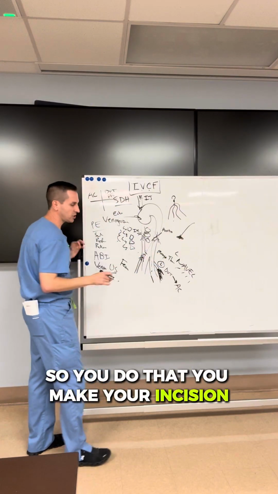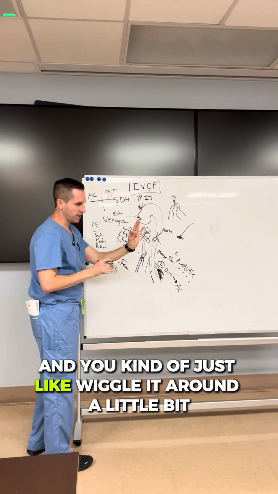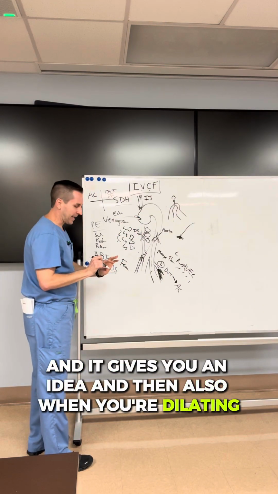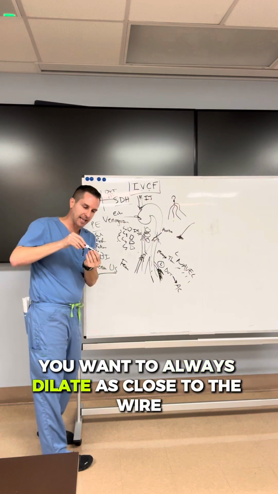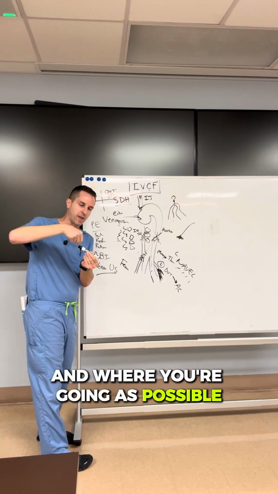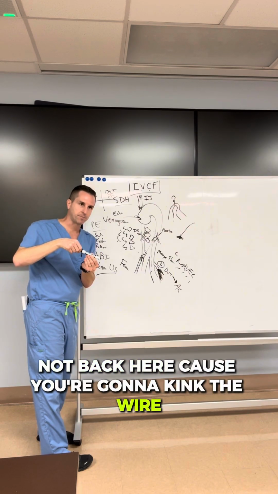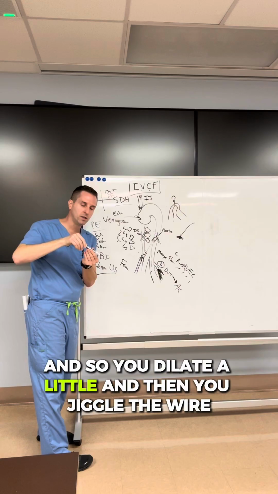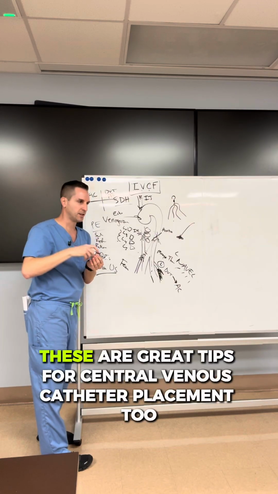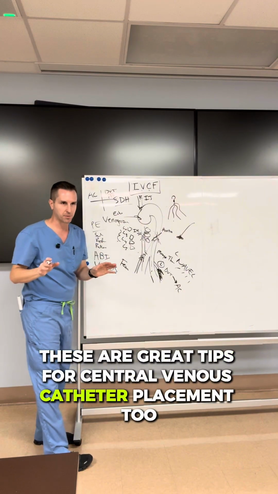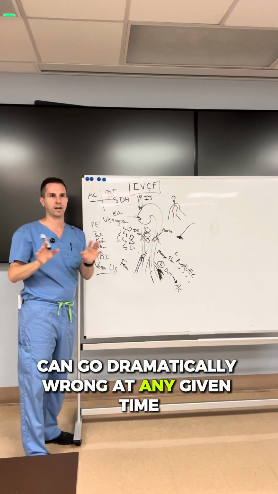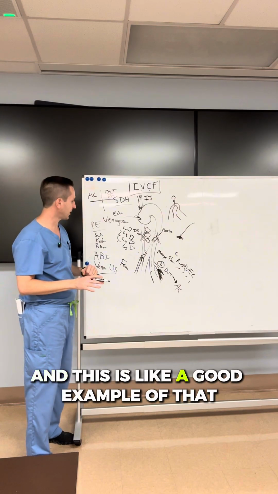So you do that, you make your incision, and then I said you just take the wire and you kind of just wiggle it around a little bit, and it gives you an idea. And then also when you're dilating, you want to always dilate as close to the wire and where you're going as possible, not back here, because you're going to kink the wire. And so you dilate a little, and then you jiggle the wire. And then you dilate a little, and then you jiggle the wire. These are great tips for central venous catheter placement too. All right, so that procedure, any procedure, like we said, can go dramatically wrong at any given time. And this is a good example of that.